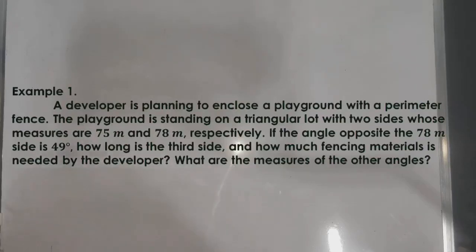So, ang una nating gagawin is to draw yung illustration noong triangular lot. Okay? So, kahit hindi ganun ka-perfect yung drawing natin. So, for example, ito yung triangular lot natin. So, nasa oblique tayo. So, ibig sabihin wala siyang right angle.